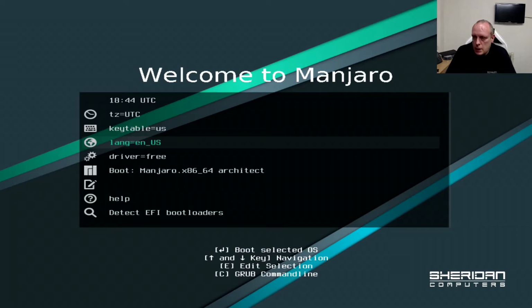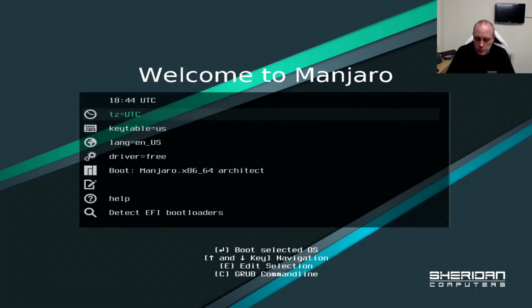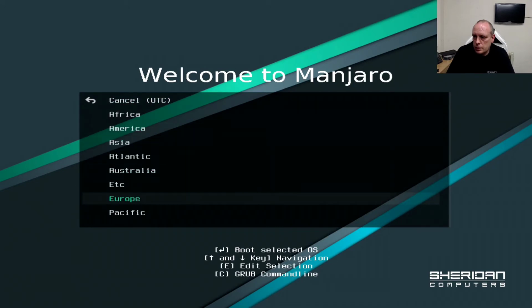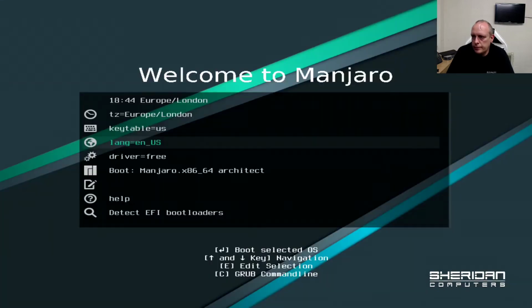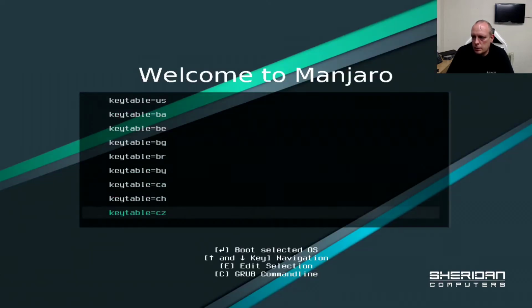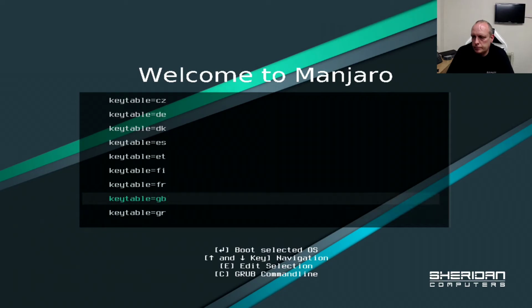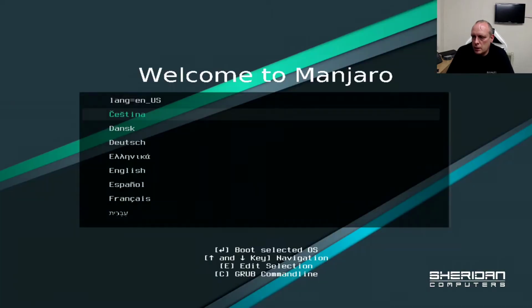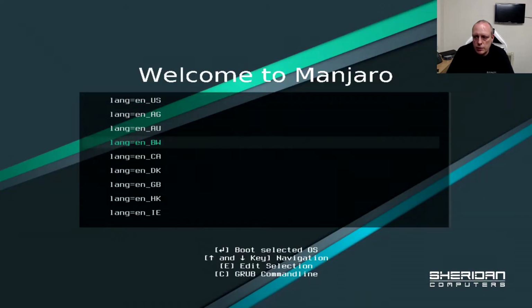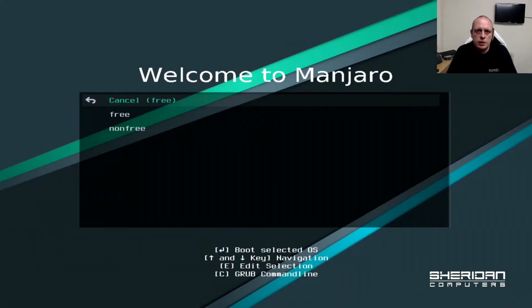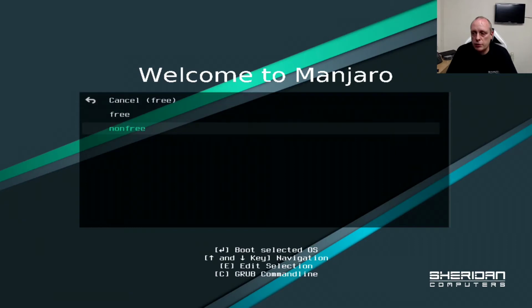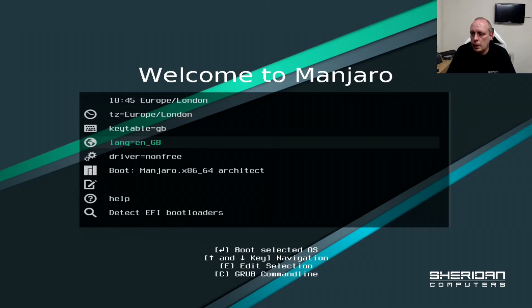So booting into the initial part of the installer, first we need to set the time zone, which I'm going to do to Europe, London. Change my key map to GB. Then I'm going to set the language to English GB instead of English US. Obviously this is your preference. Now the driver settings, if you're using NVIDIA graphics card, you're better off choosing non-free. If you're using Intel or something, go with free. And we can boot into the setup environment now.